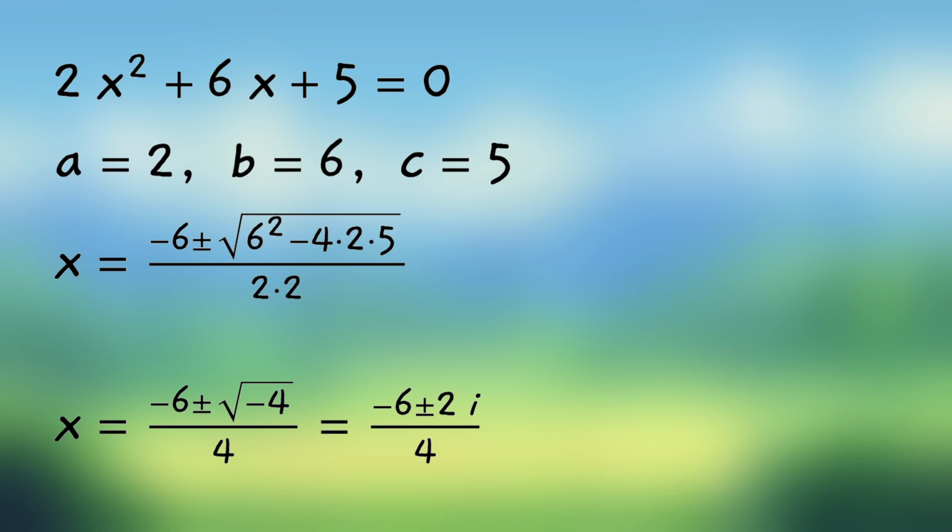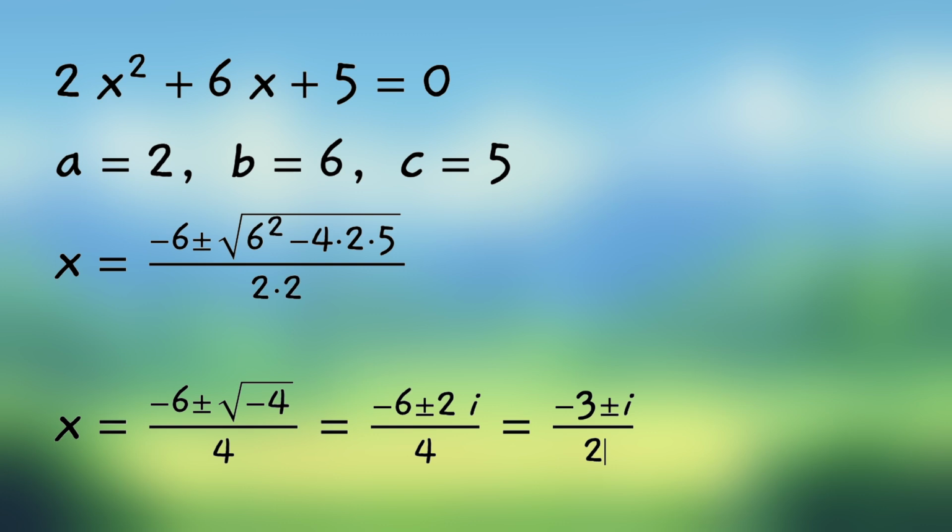So we can divide the top and bottom by 2, and that gives us the two solutions to this equation. x is negative 3 plus or minus i over 2. This is a perfectly reasonable way to write the solution, but if you'd like, you can break it up into the two different complex numbers.